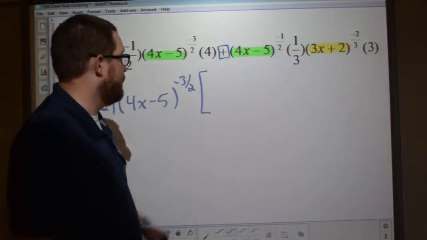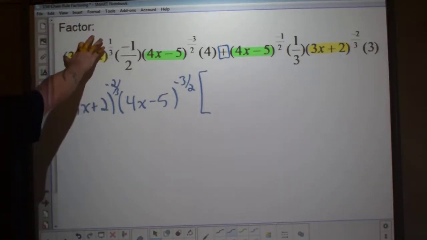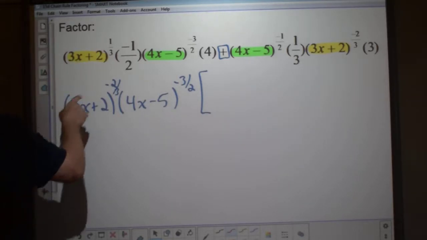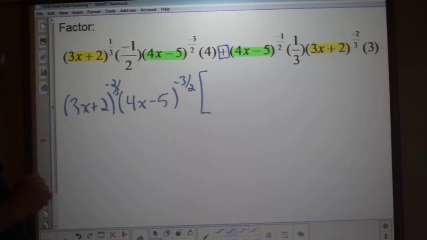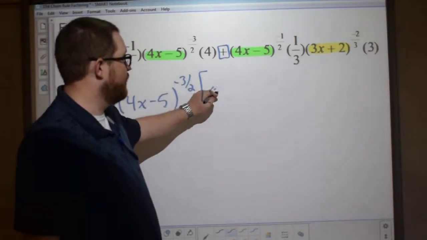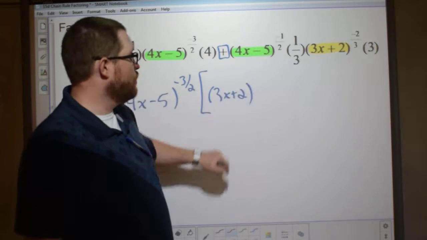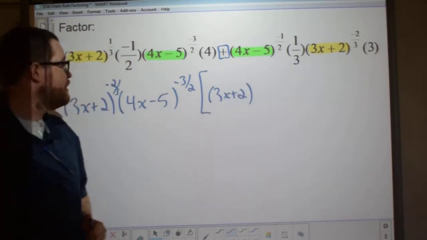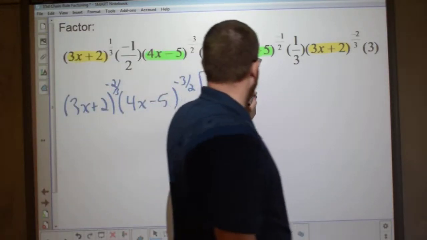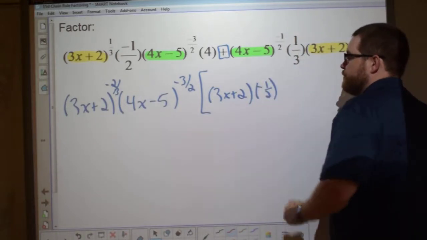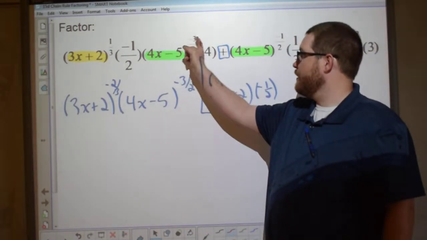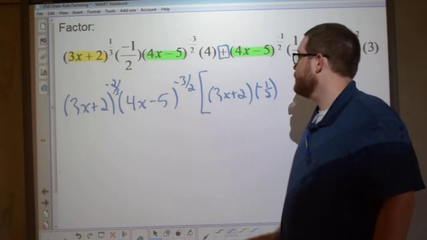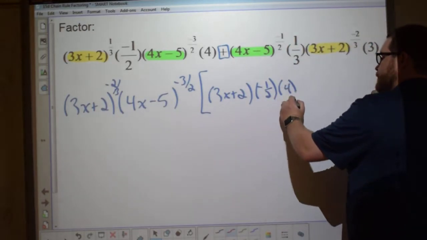Now let's see what's left. I had a 1/3 power of this, and I pulled out a negative 2/3. How far is it between 1/3 and negative 2/3? Oh, it's 1. Remember, you only ever have a power of 1 left on the inside. I still have the negative 1/2. I don't have this binomial anymore because it's entirely factored out. And I still have the number 4.